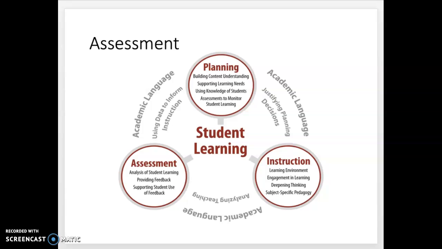We need to go back in every lesson to those original objectives and determine if we met those objectives, if our students met those objectives. Did they master the content or the skills that we were trying to teach in this lesson? So that's where assessment comes in. What are we going to do to ensure or find out whether or not our students mastered the content?